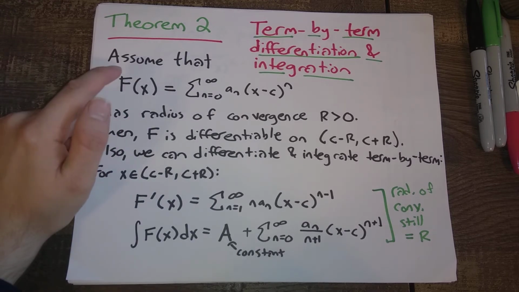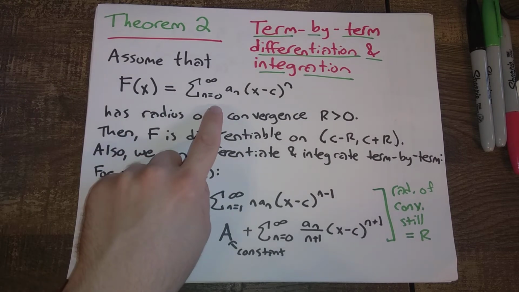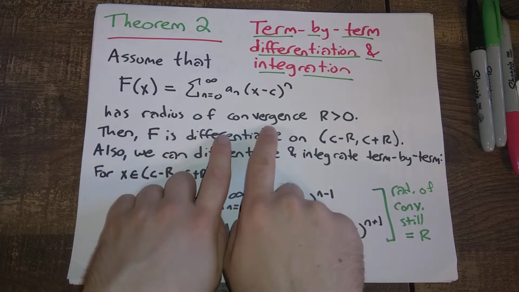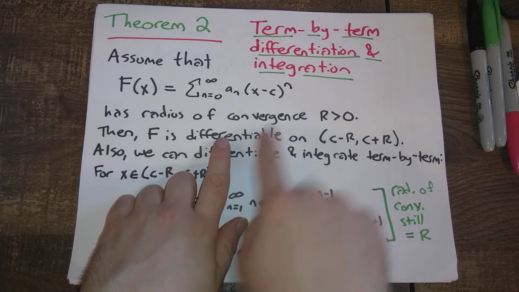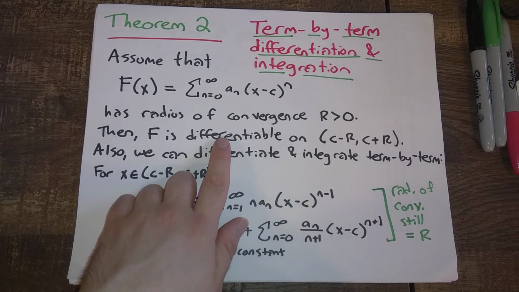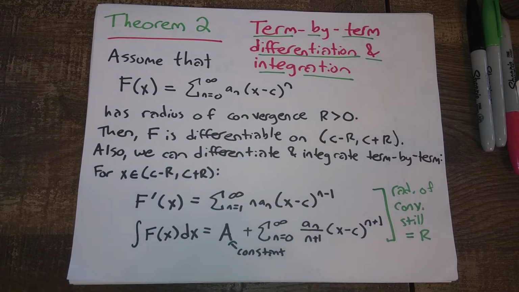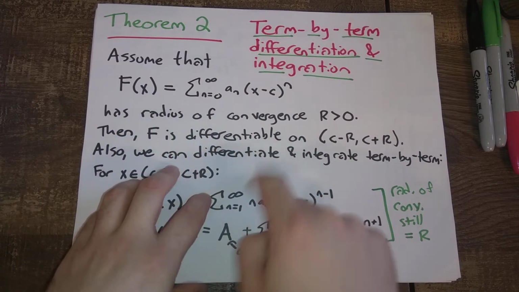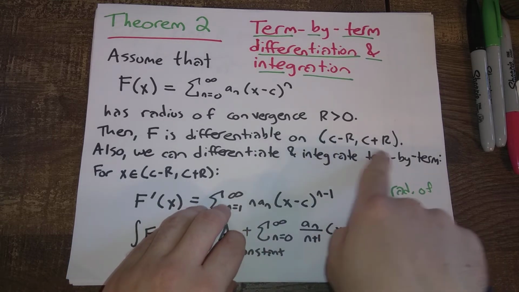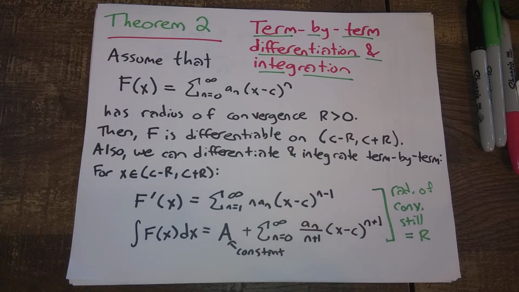So what does this say here? Assume that our power series, here's just a generic power series, a sub n times x minus c to the n, where c is the center, has radius of convergence r strictly bigger than 0. Then f is differentiable on the original interval of convergence, or at least from c minus r to c plus r. And we can differentiate and integrate term by term.